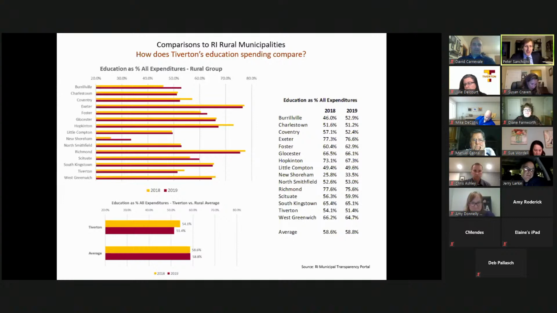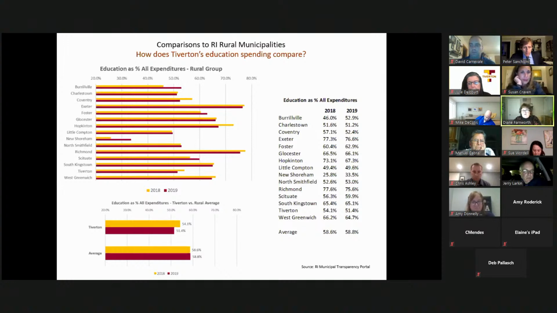One more chart to look at. Tiverton fits into a category of community when Rhode Island looks at how to group communities together, as a rural community. When you use that factor, you can see a bunch of towns listed on the left-hand side that are classified the same as Tiverton. And what this chart is showing is the amount of expenditure in 2018 in yellow and in 2019, compared to the whole budget of that town.